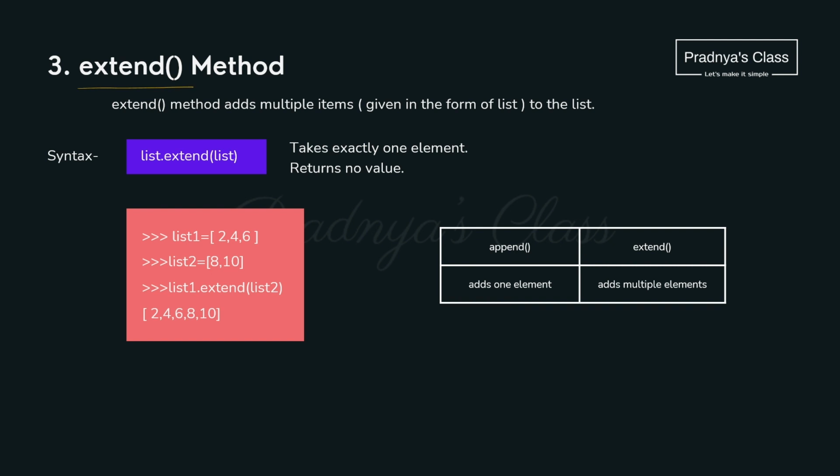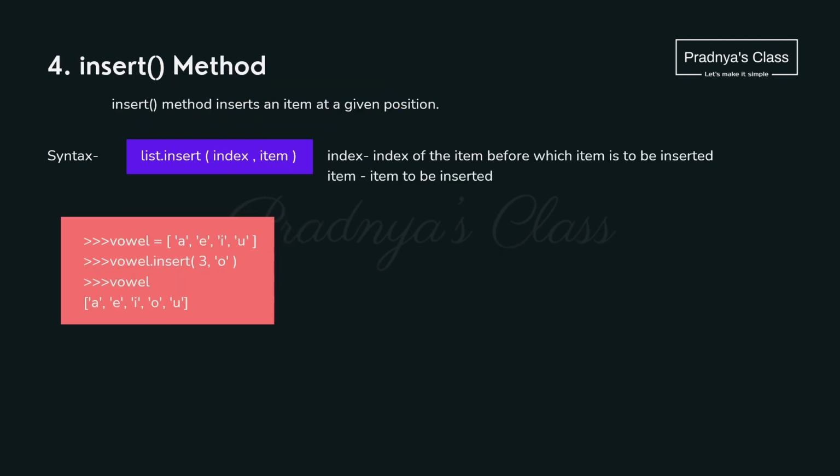There is one more method to add elements at the end, that is extend, but it adds multiple items. Here is one list and here is another list. List 2 got extended to list 1. So look at the output. With append and extend methods, we can add items at the last. But with the insert method, you can add an item at the specified position. So it got inserted at index 3.